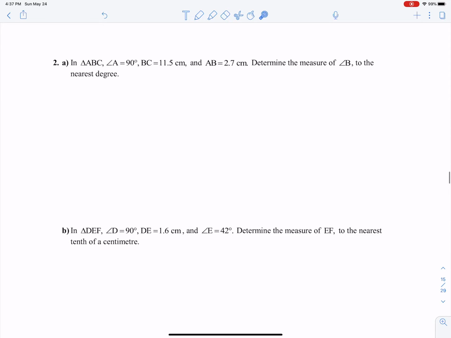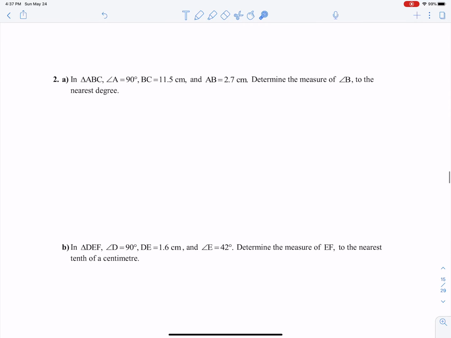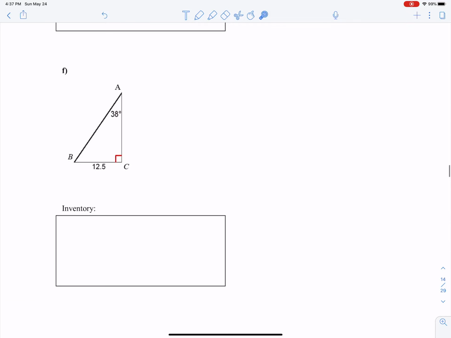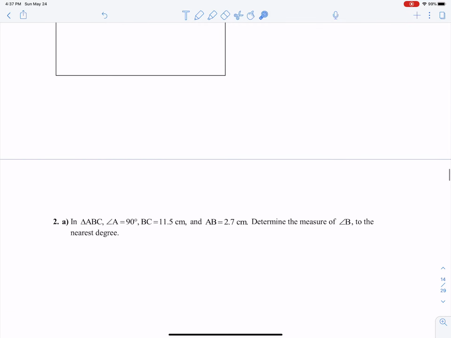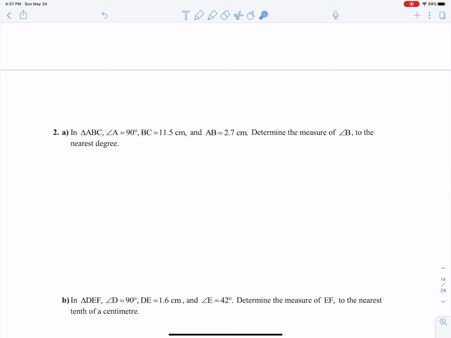Okay, so you're going to do a bunch of those. These ones here, they're telling you information so that you draw the triangle first, and then you do the inventory afterwards. But it's the same as this. They just don't draw the triangle. You have to draw the triangle first. So you draw your triangle, well, it's going to be a right triangle, ABC, and then you'll fill out this information.